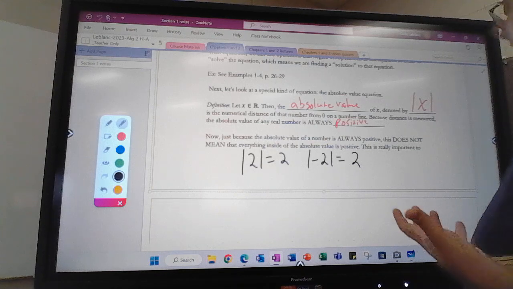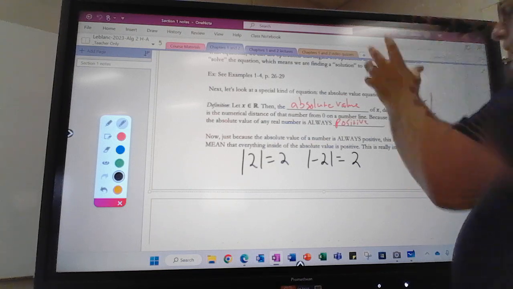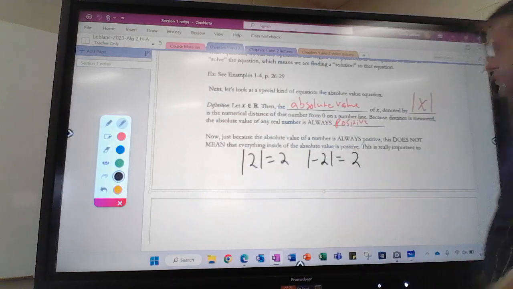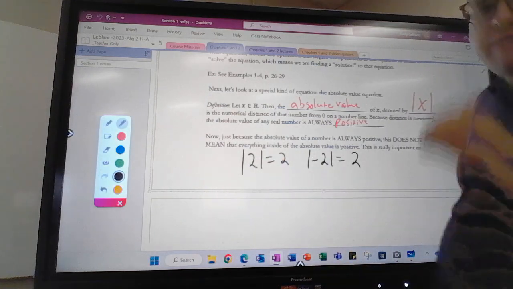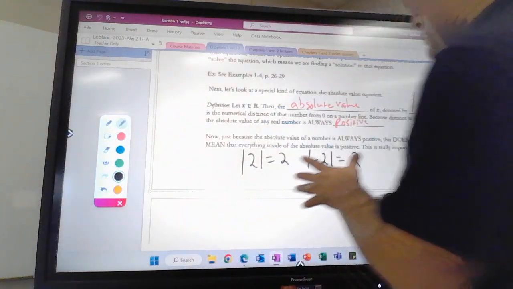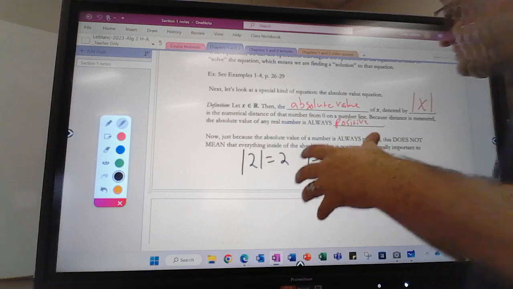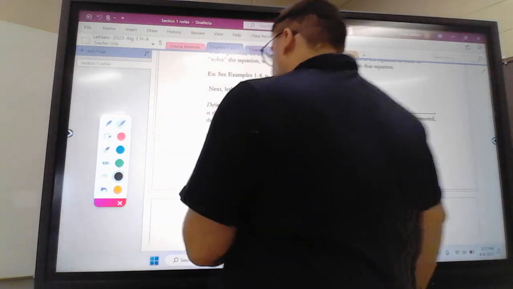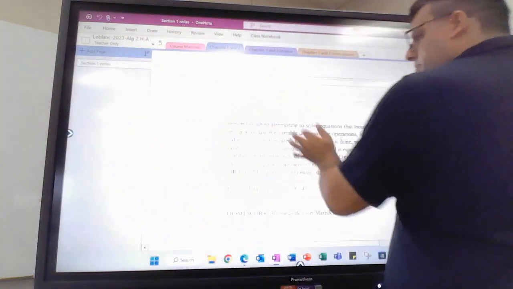So if you remember anything about absolute values, remember that all you're doing is taking the positive value of that number. So the absolute value of negative 2 is positive 2. Absolute value of regular 2 is also positive 2. Now, just because absolute value of a number is always positive, this does not mean that everything inside of the absolute value is positive. That's going to become really important, especially when we talk about absolute value equations.